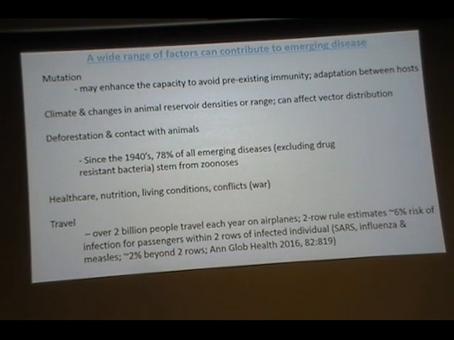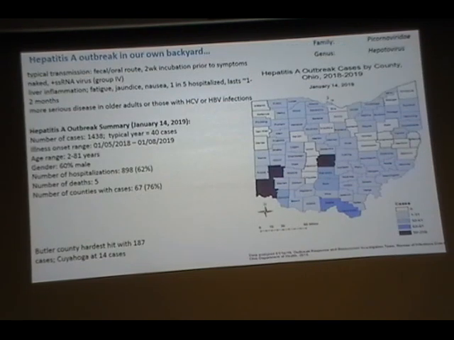How many of you know the two-row rule? The two-row rule estimates how susceptible you are to an infection if someone is sitting 2 rows away from you and they have influenza virus, for example. So you're at a 6% risk of infection if you're within 2 rows, and it goes down to 2% if you're at least 2 rows away from them in an airplane. So this is, I don't know how important this is, but it's kind of funny stuff that people think about this in such a detailed manner. But of course, travel is a big issue, and viruses can spread that way.